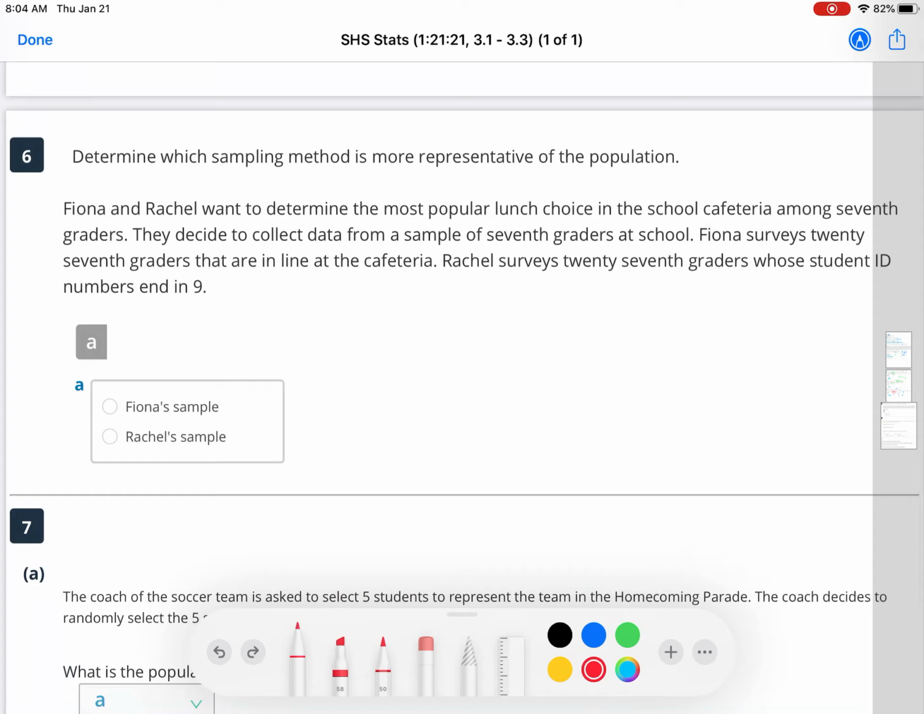Number 6, determine which sampling method is more representative of the population. Fiona and Rachel want to determine the most popular lunch choices in the school cafeteria among 7th graders. They decide to collect data from a sample of 7th graders at school. Fiona surveys 20 7th graders that are in line at the cafeteria. They're already in line, and they already kind of see that, right? You already picked up that food and most likely you're going to say whatever food you just got. That sounds very convenient.